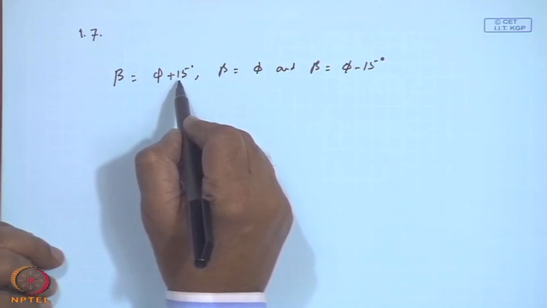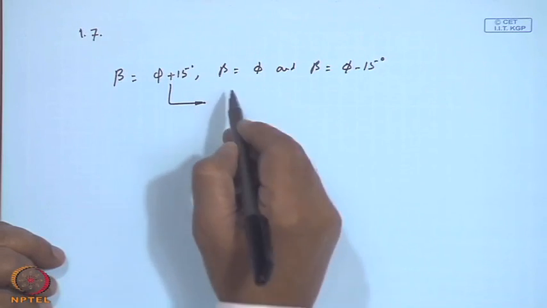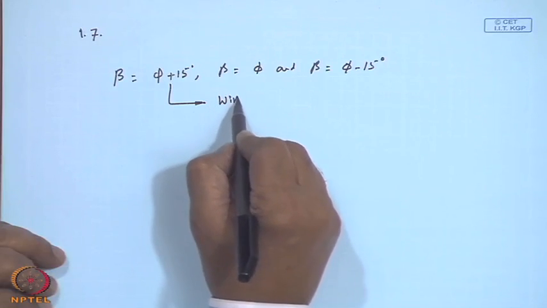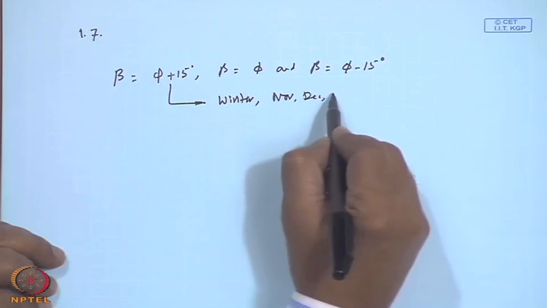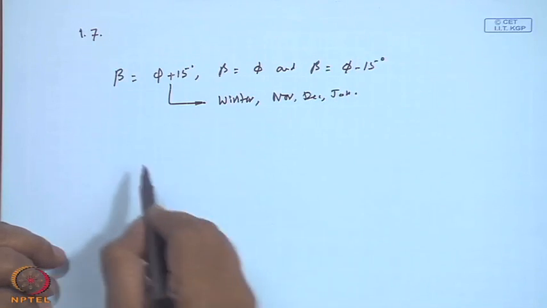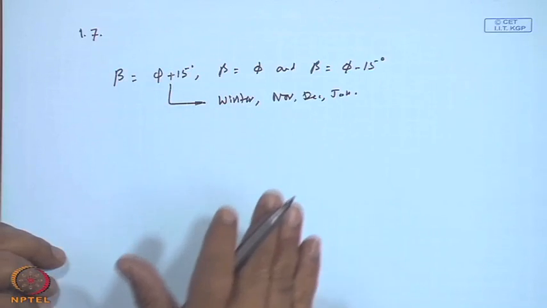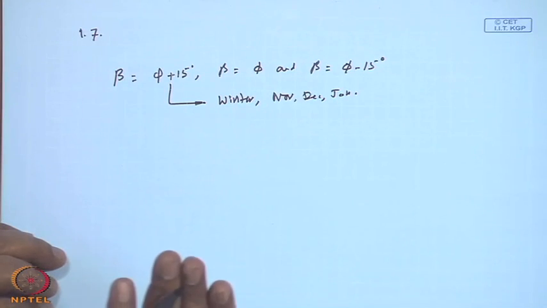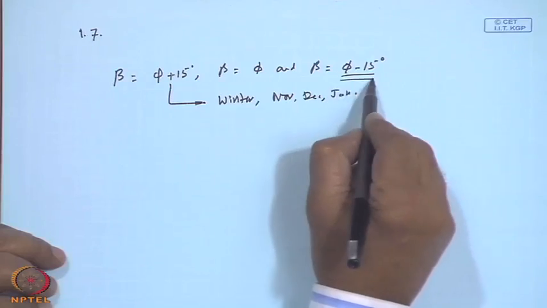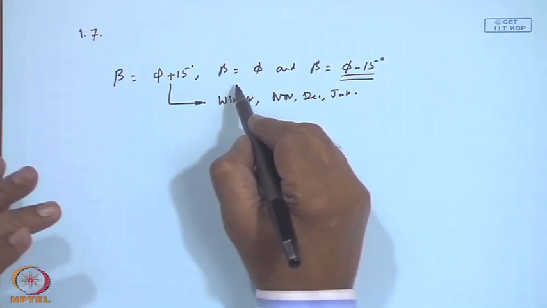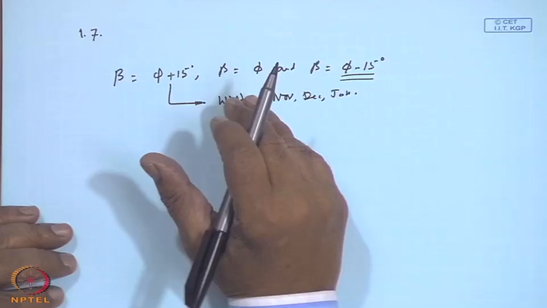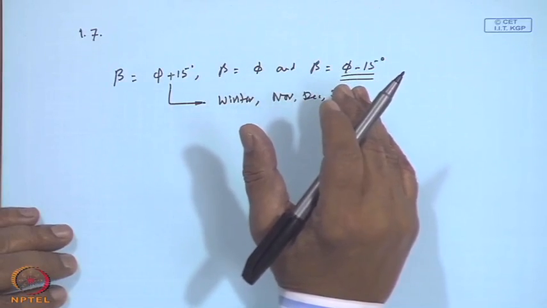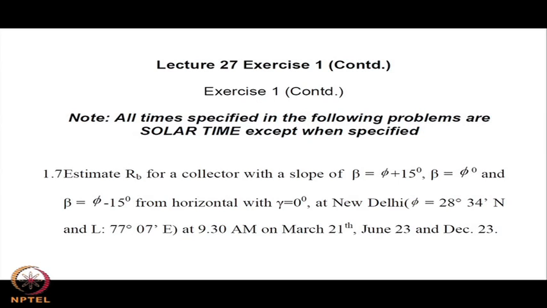I can expect the slope of phi plus 15 degrees to be a better orientation for winter in general, or let us say November, December, January, because the sun's rays are pretty much lower, and if you have a higher slope, then they will be near normal incidence, whereas phi minus 15 will be favorable for summer. Beta equal to phi is sort of a compromise for the best collection throughout the year, which we shall calculate a little later.